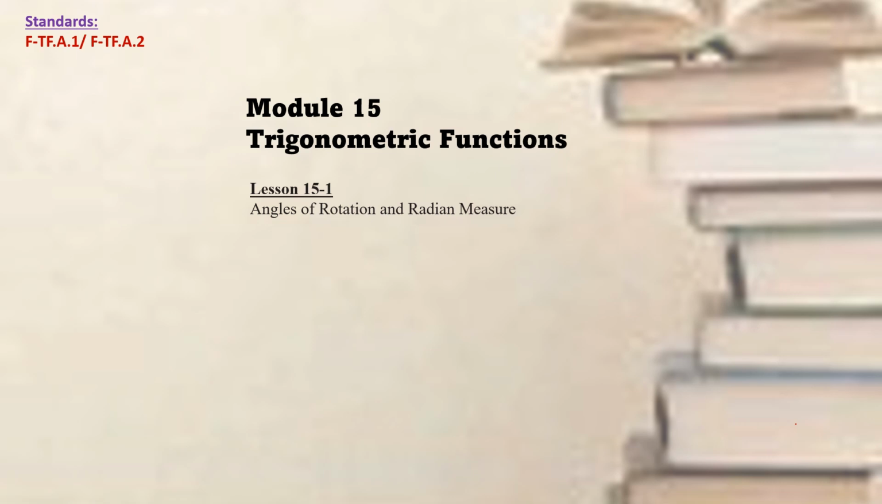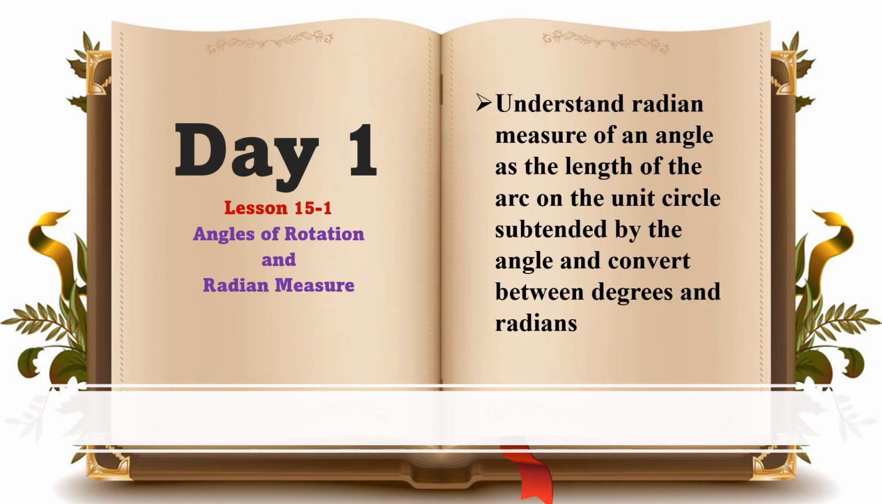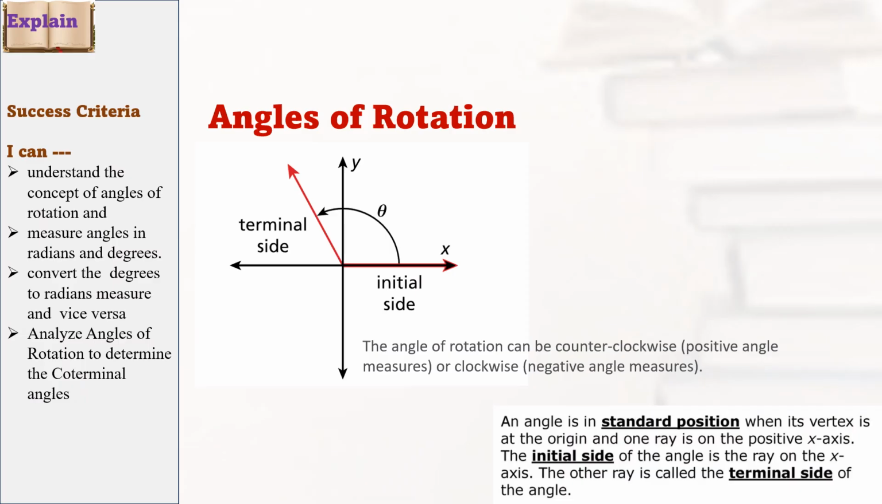Today in this video we are going to study the angles of rotation and the radian measure. So our success criteria is to understand the radian measure of an angle as the length of the arc on the unit circle subtended by the angle, and convert between degrees and radians.